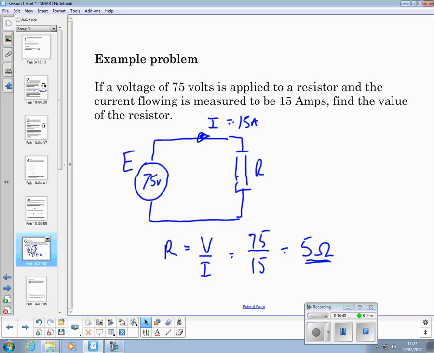You're probably not going to get one as easy as that in the exam, but that's the kind of thing where you're showing you know what you're doing by writing the formula out, putting the numbers in, giving me an answer with the units. So starting from day one, I'm going to show you what I'm expecting you to do in the exam questions.